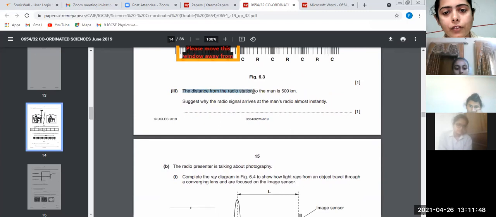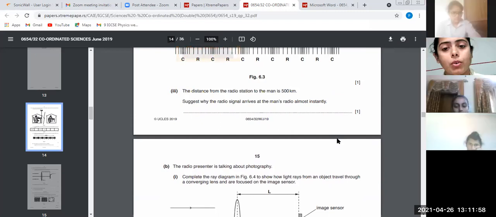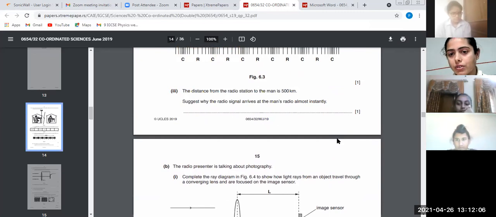The distance from the radio station to the man is 500 kilometers. Suggest why the radio signal arrives at the man's radio almost instantly. Yes. The distance from the radio station to the man is 500 kilometers. Yes Vardha.